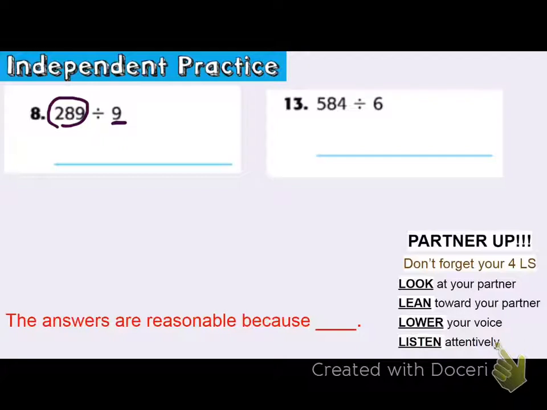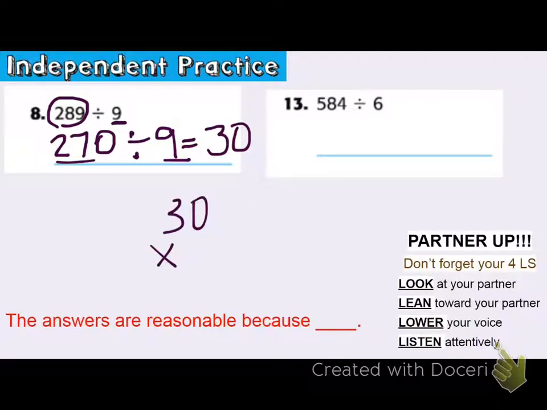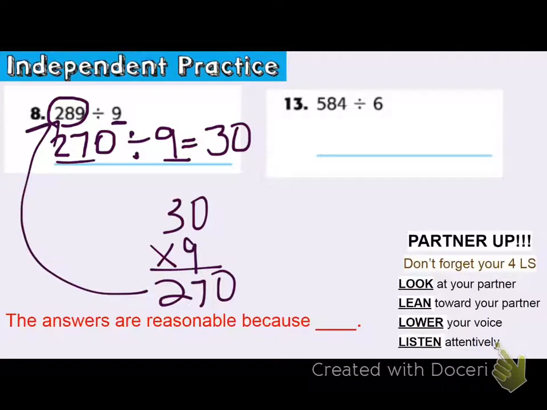Well, I know that 9 times 3 is 27, and 9 times 4 is 36. So I think it's closer to 27 or 270. So I'm going to estimate it to that. Step 2 is divide. Well, 9 goes into 27 3 times with my 0. I know 30 times 9 is 270, and that's really close to what I have to break up into groups. So it's reasonable to say it's around 30.